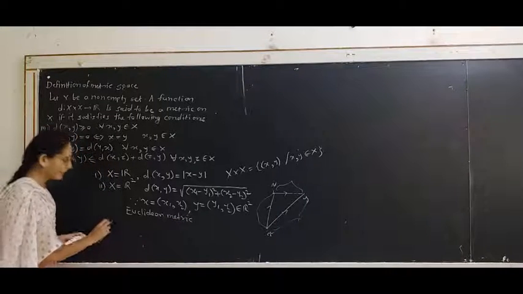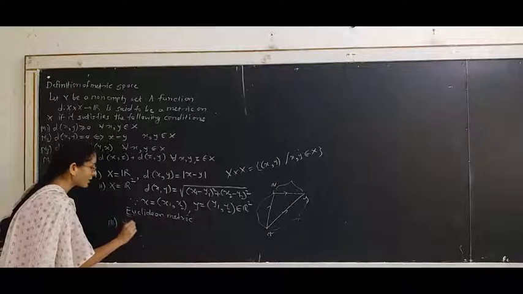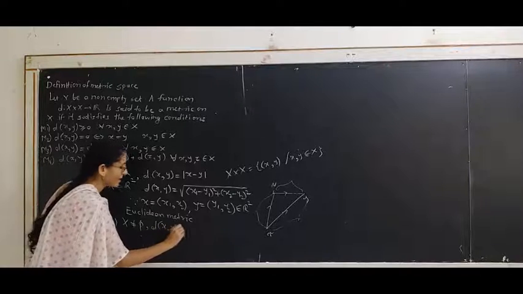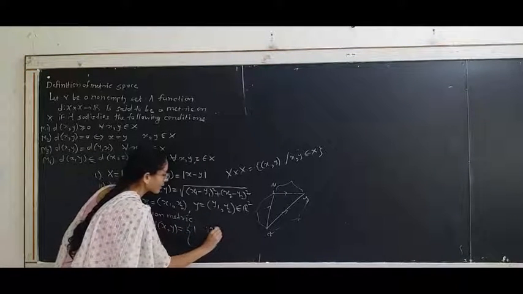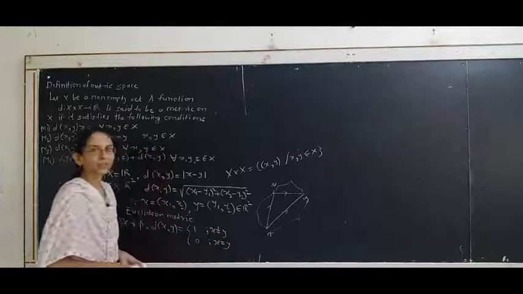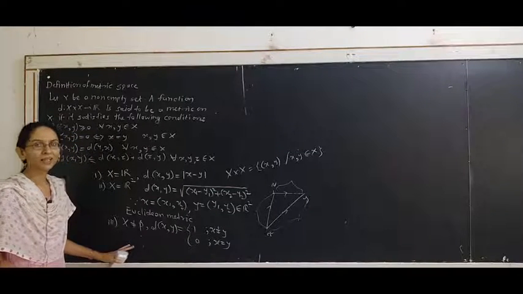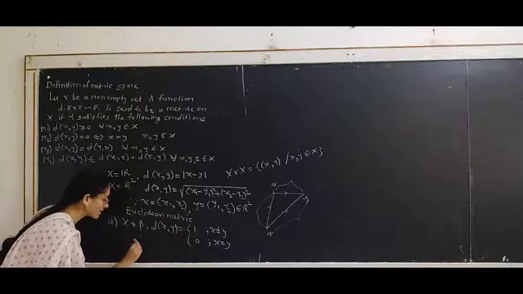There is one more metric. Third, X is any non-empty set and define a metric on set X by D of xy is equal to 1 if x is not equal to y and 0 if x is equal to y. This metric is called a discrete metric on set X, where X is any non-empty set.